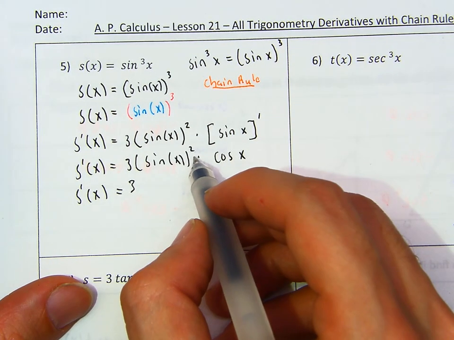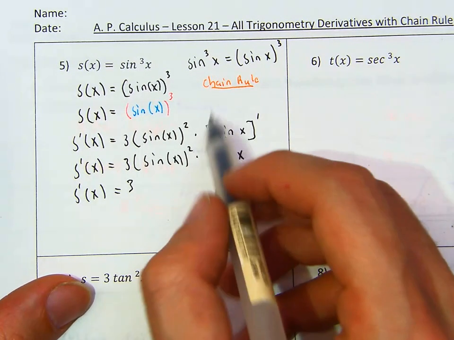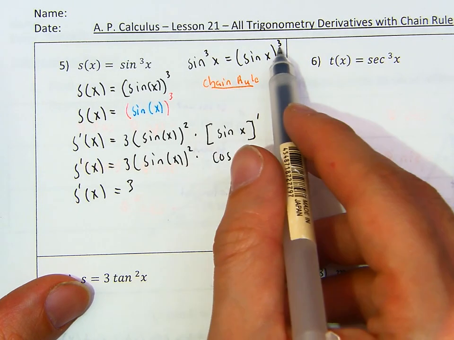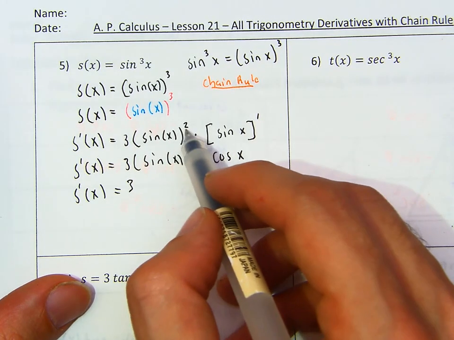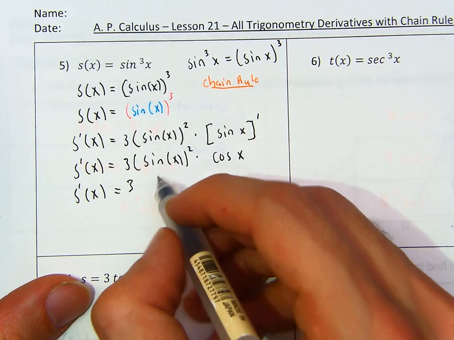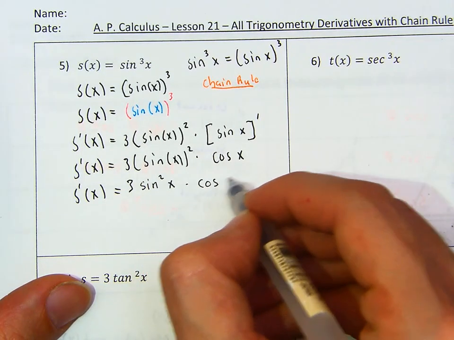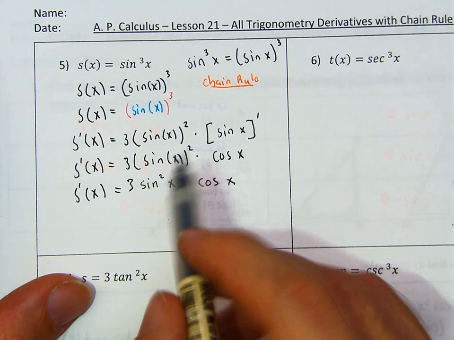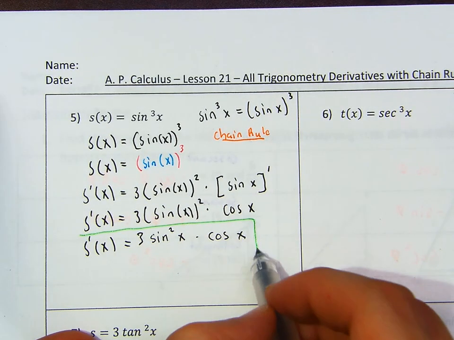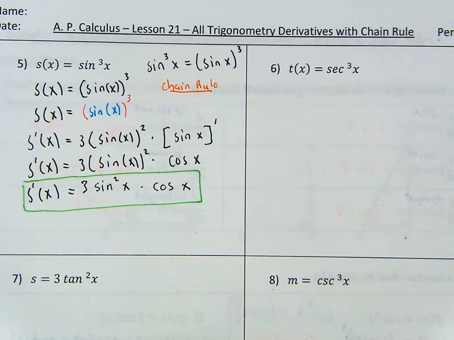Now, the same way we brought the 3 outside, the same way we brought this 2 on the outside, right? We're going to bring the 2 back on the inside times cosine of x. And this will be the derivative of sine cubed x. Okay. All right. Let's have fun. Let's go with the next one.